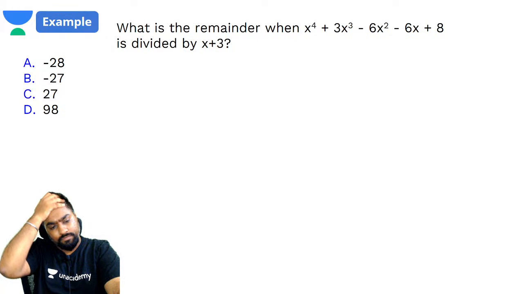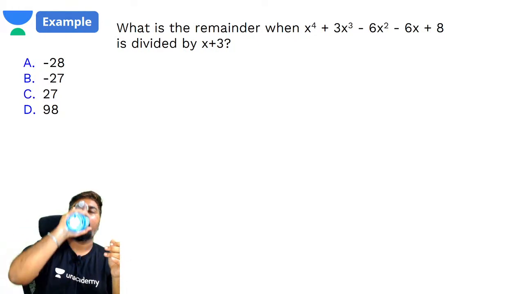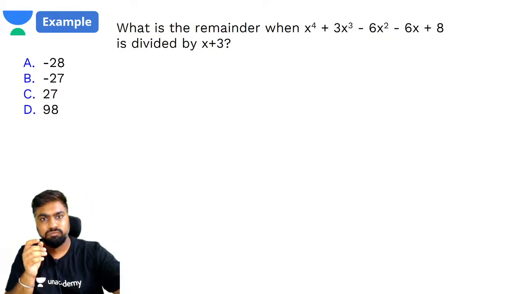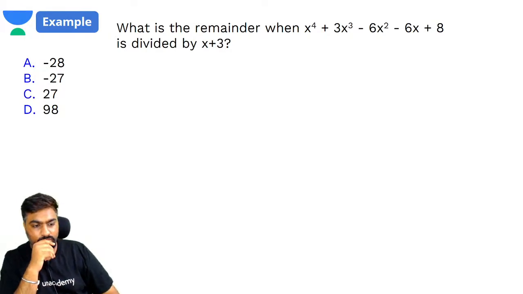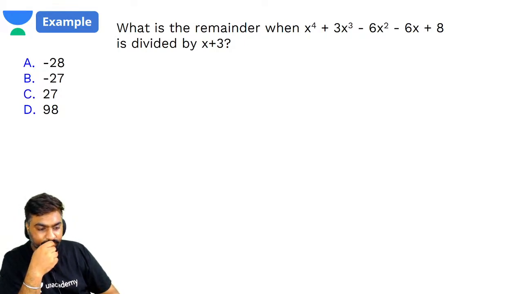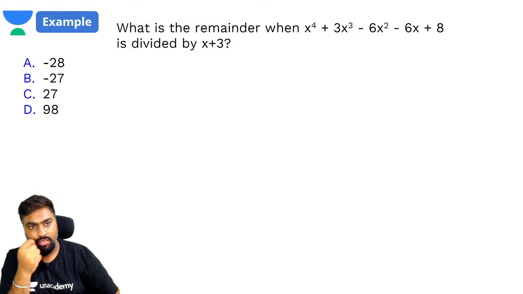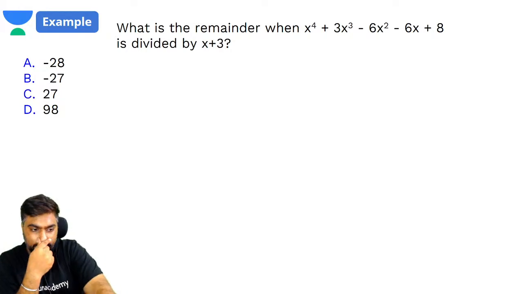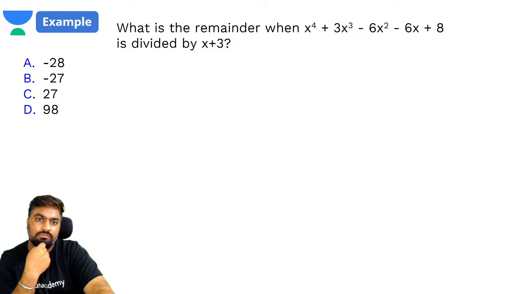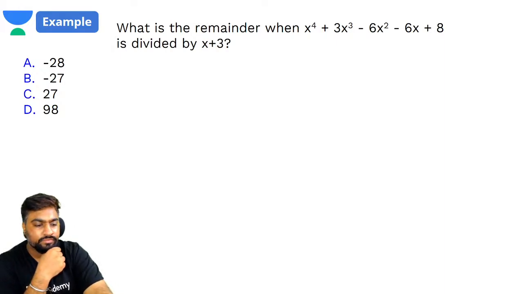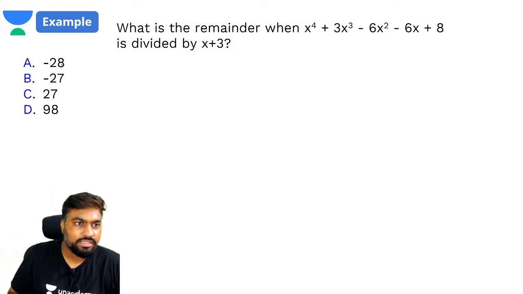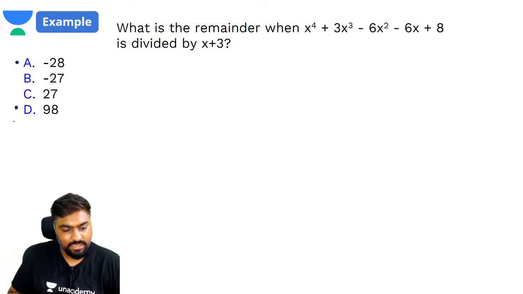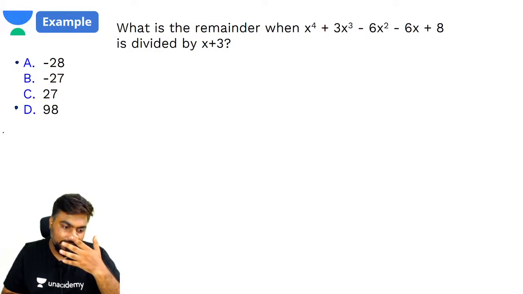Quickly try this now. Hello Milan. Aditya, Sakshi say A, -28. Gaurav says D, 98. Okay. Ivanshi says A. Milan can come now.